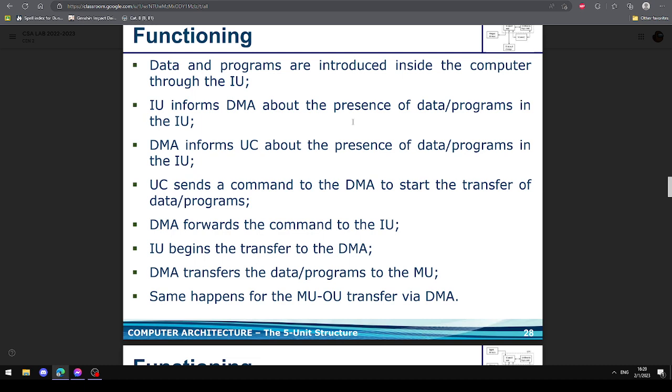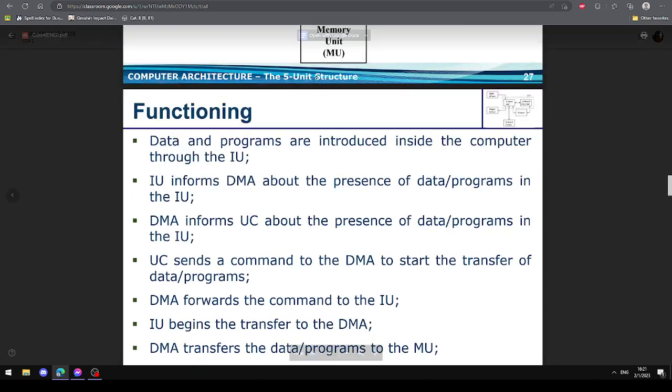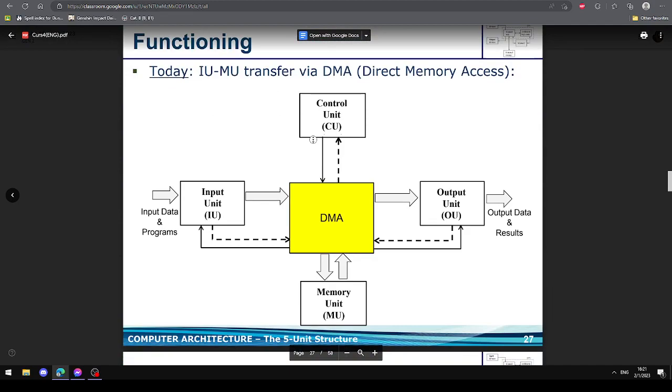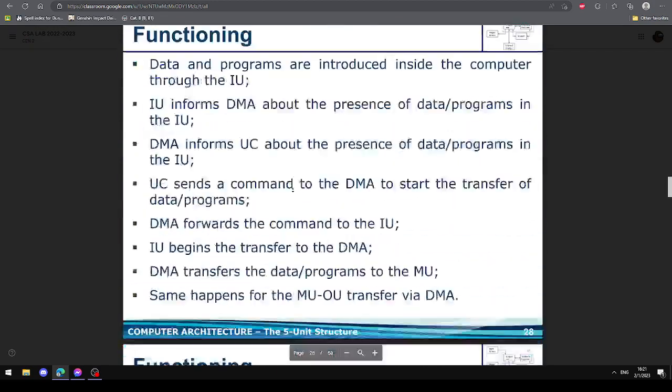Same happens for the memory unit and output unit transfer via direct memory access.